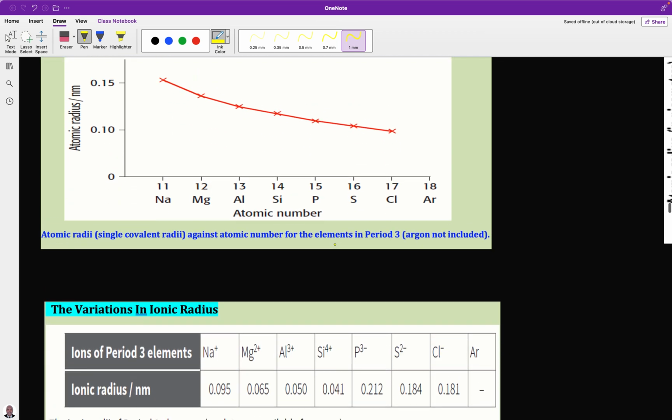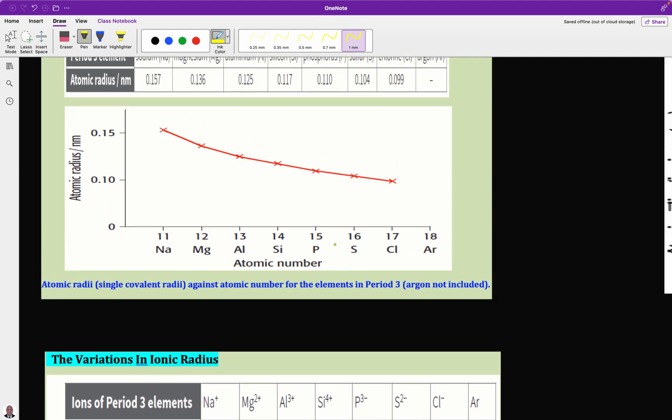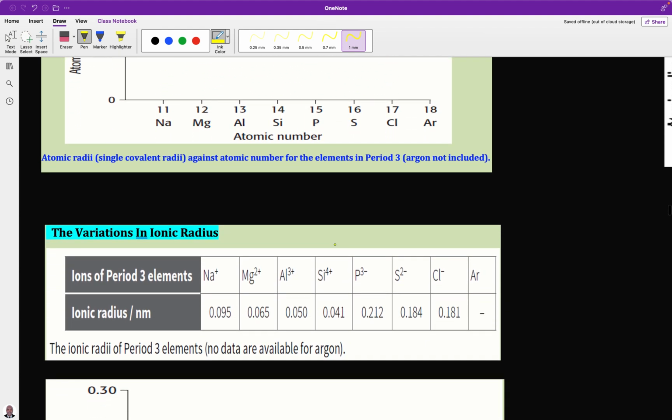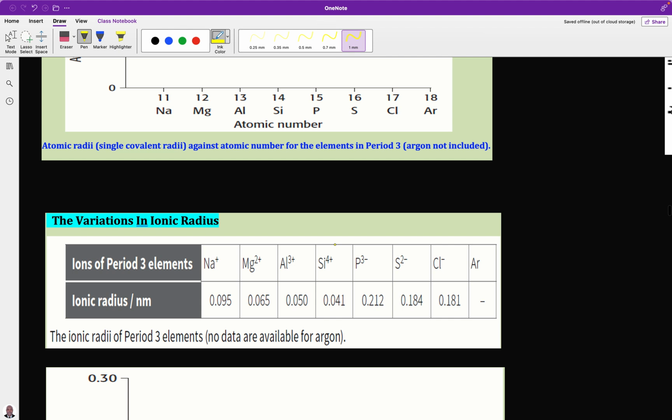So this is what is happening there. Then there is another property here, which is variation in the ionic radius. I said the ionic radius is the distance between the nucleus and the electrons in the outermost shell of an ion.